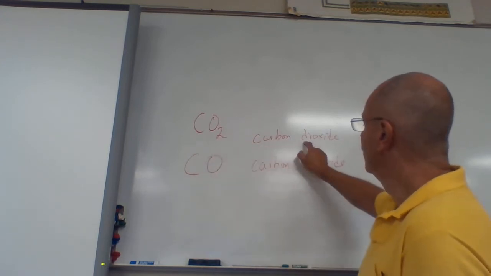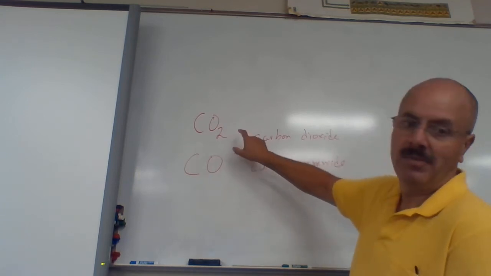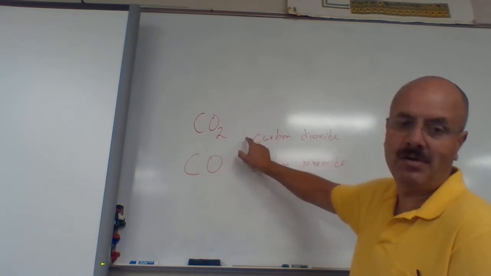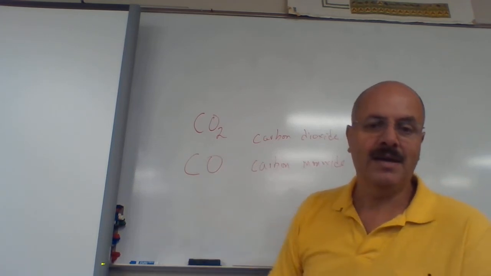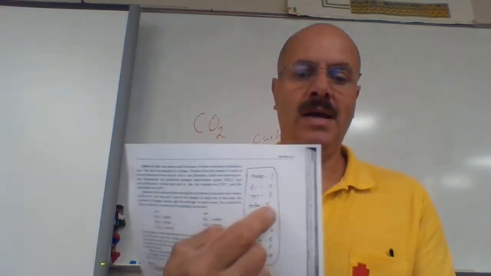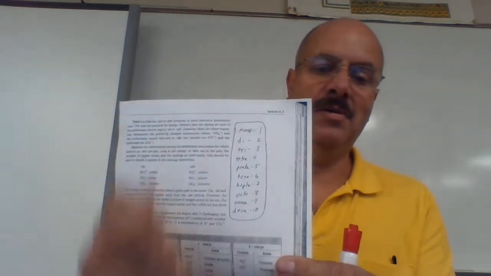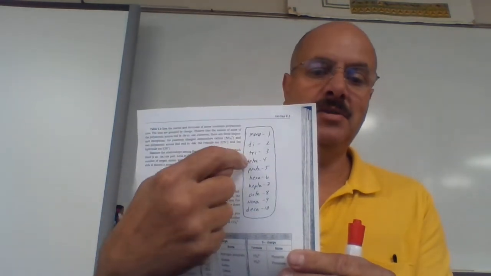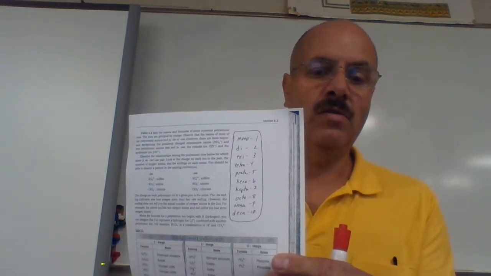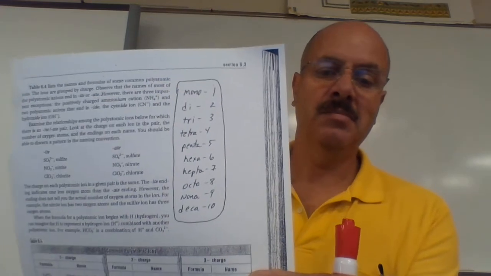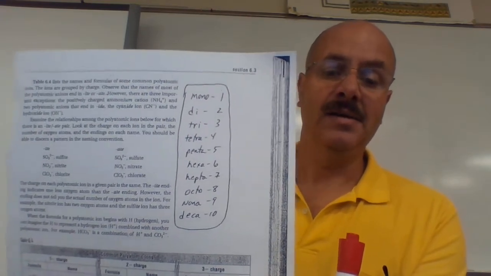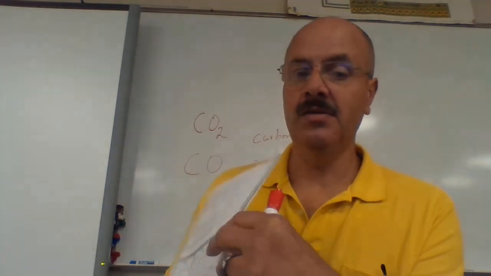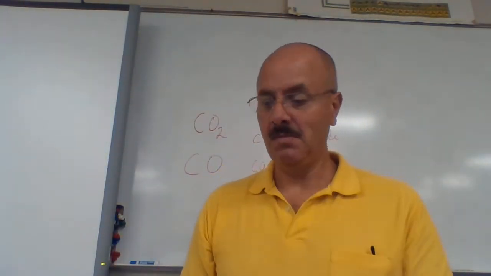The only time we use mono is for the second guy. But if we have 2, 3, 4, 5, 6, 7, 8, we're going to have to use some prefixes. Where do these prefixes come from? On the Canvas page, there is a list of the prefixes, and it happens to be these guys right here. I typed them out instead of having them written in, but you've got 1 is mono, 2 is di, 3 is tri, 4 is tetra, 5 is penta, 6 hexa, 7 hepta, 8 is octa, 9 is nona, and 10 is deca. And those are all prefixes for those numbers.